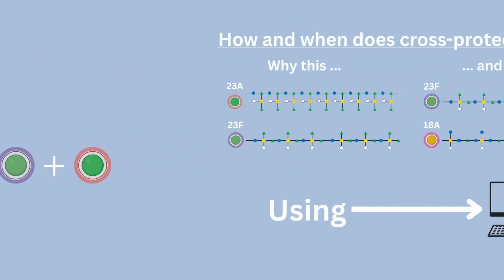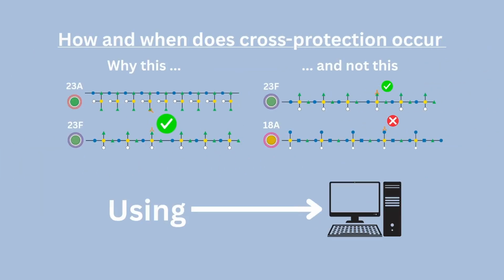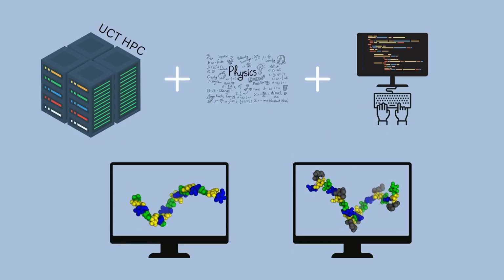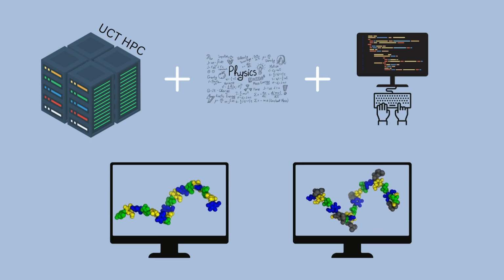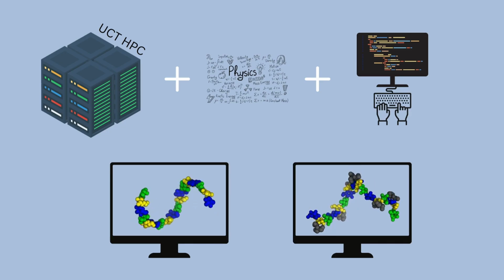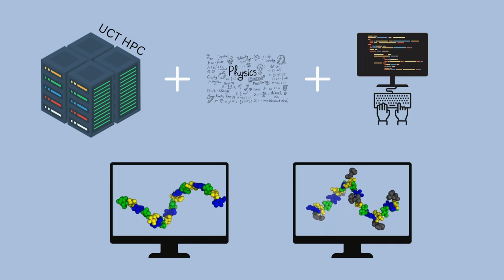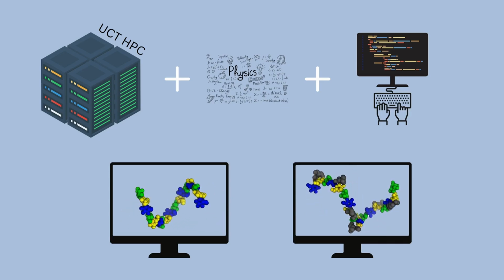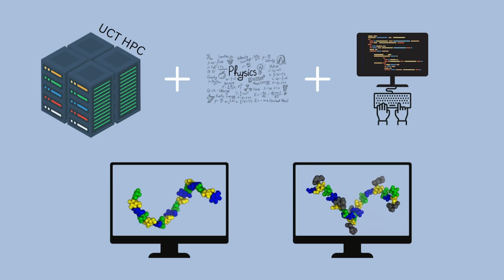So, how do computers fit into all of this? Well, I use high-performance computing to study the capsular polysaccharide, how it interacts with antibodies, and when cross-protection might occur, helping inform vaccine design. Using powerful computer clusters and physics-based models, we can simulate the motion of every atom in these systems on a picosecond timescale. This allows us to explore the behavior of the CPS and its interactions with antibodies in far greater detail than is possible in a physical chemistry lab.